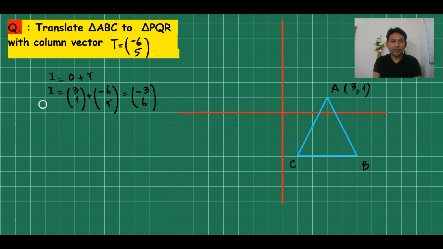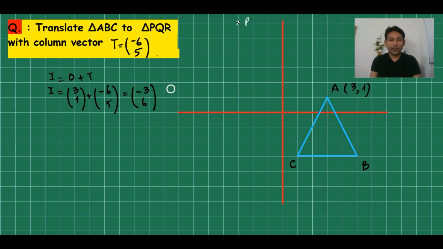So this image, I told you, is also a position vector. Where is minus 3 and 6? From here, 1, 2, 3, negative 3, and 1, 2, 3, 4, 5, 6. This is the first coordinate of your object A, that will become P.